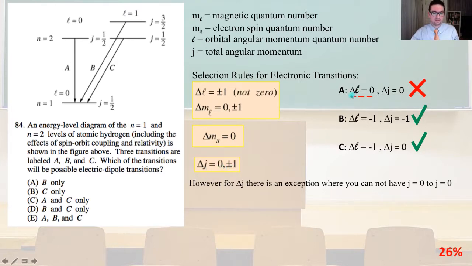So for A, we have delta little l equals 0, delta j equals 0. Well, we cannot have delta little l equals 0. It has to be plus or minus 1, so A does not work. Let's check B. Delta l equals minus 1, delta j equals minus 1. That's okay. And for C, delta l equals minus 1, delta j equals 0, but delta j did not go from 0 to 0, so again, that's okay. And so A doesn't work, B and C work. And so that is going to be answer D.